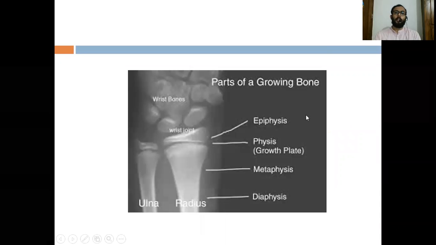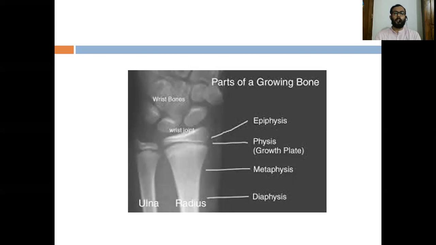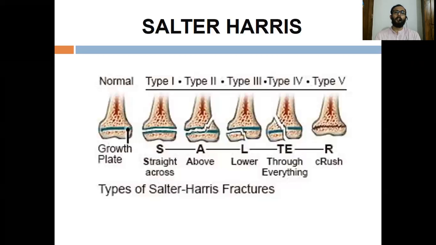In children, the parts of a growing bone include the epiphysis at the distal end and the physis in between the epiphysis and metaphysis. Just proximal to the physis there is the metaphysis, and proximal to the metaphysis there is the diaphysis. The physis, or growth plate, is in between the epiphysis and metaphysis. In females, growth plate ossification occurs at the age of 15 to 16, and in males it is up to 18 to 19. Here is the Salter-Harris classification.